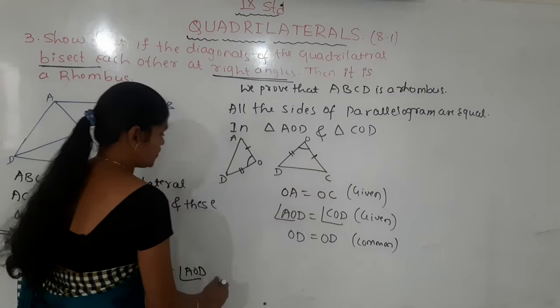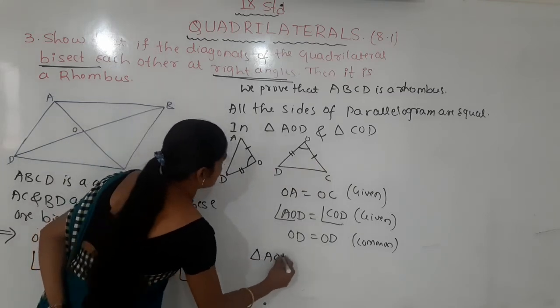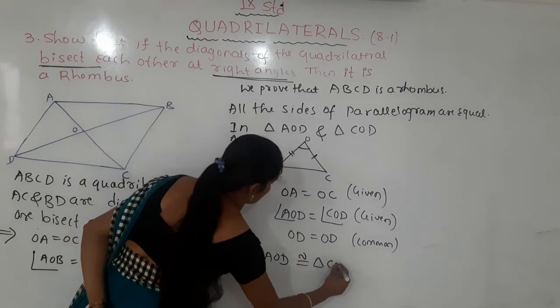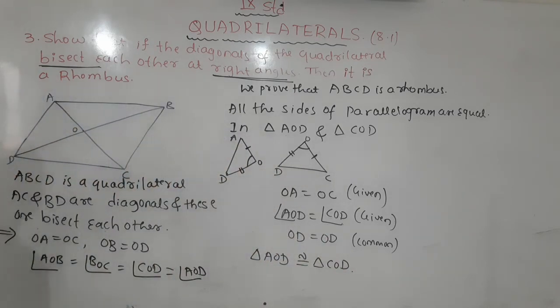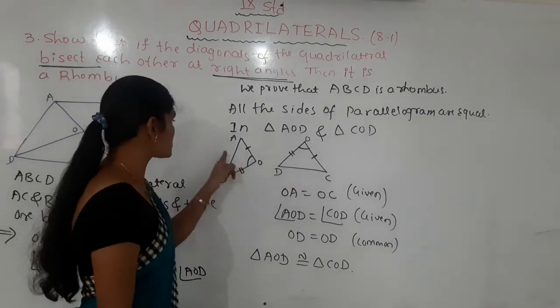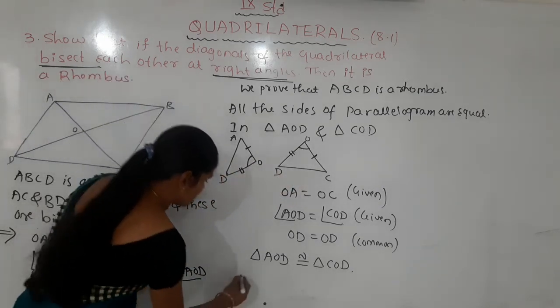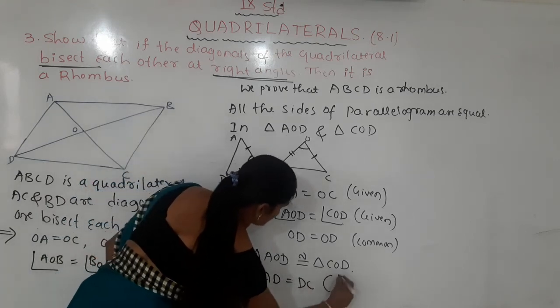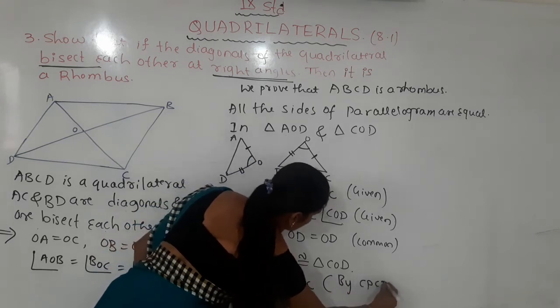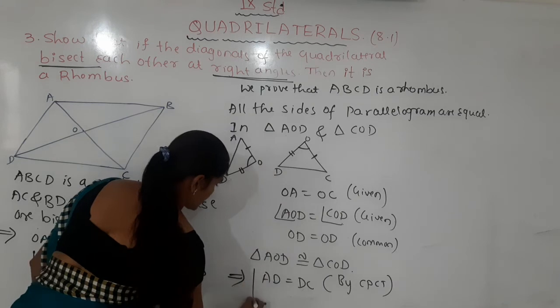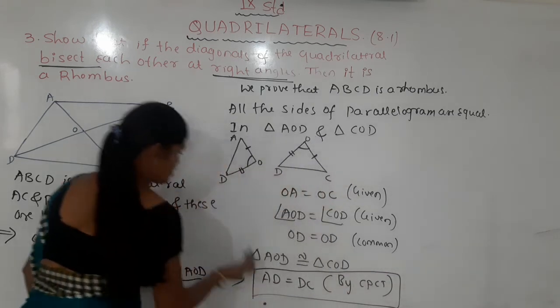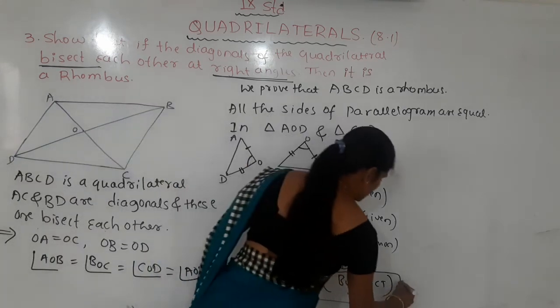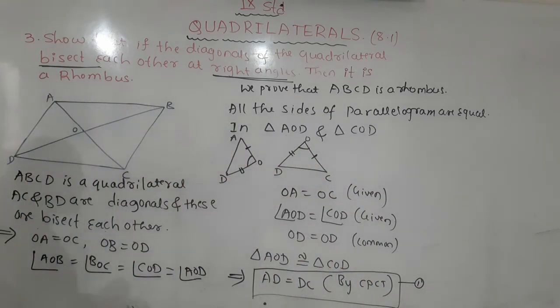Then we can conclude triangle AOD is congruent to what? Triangle COD. Now we can decide that the corresponding parts of the congruent triangles are equal to each other. This implies AD is the same as DC by CPCT. Yes, AD is the same as DC. You can take this as equation 1.